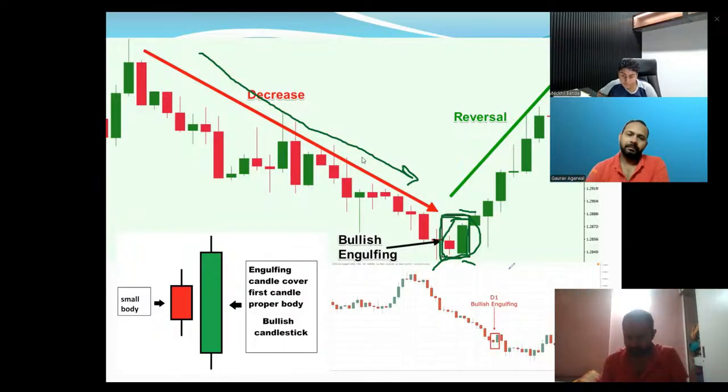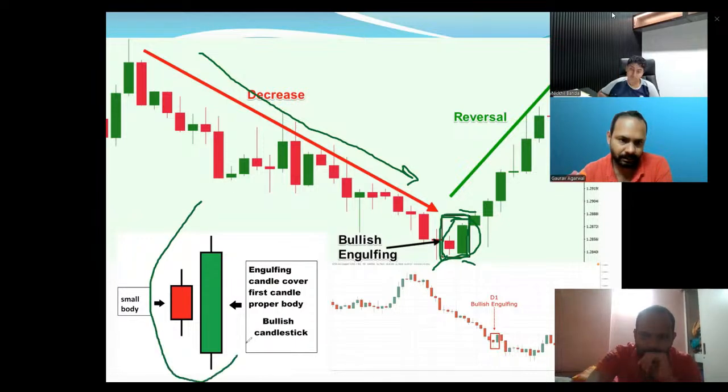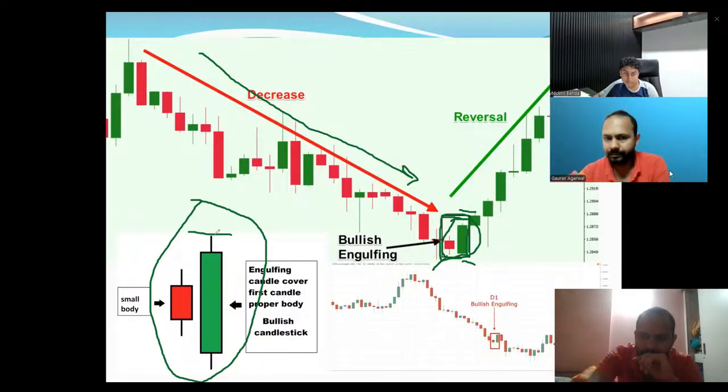Some traders may try to take the trade even if it is not covering the bottom part, but the perfect pattern should cover the complete candle. Top and bottom both it should cover, and then we have to take a trade once the price crosses this range, this high. Then we can enter the trade.